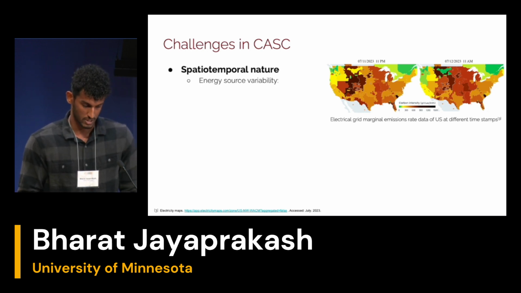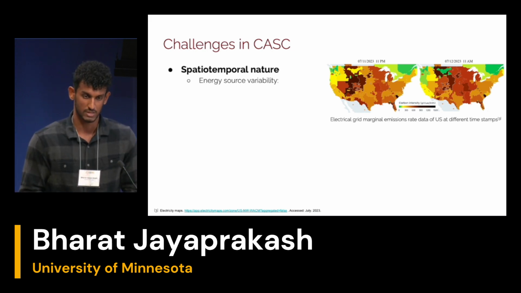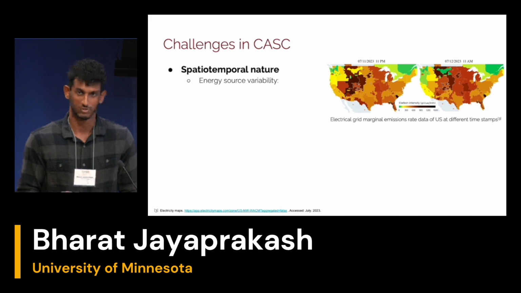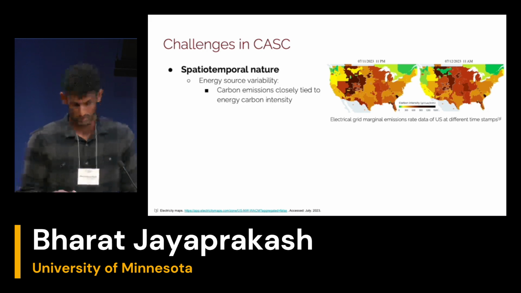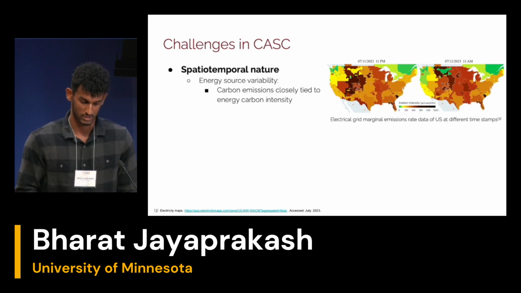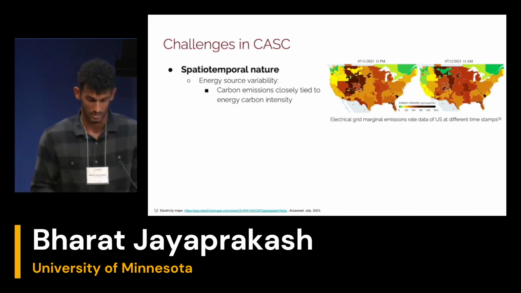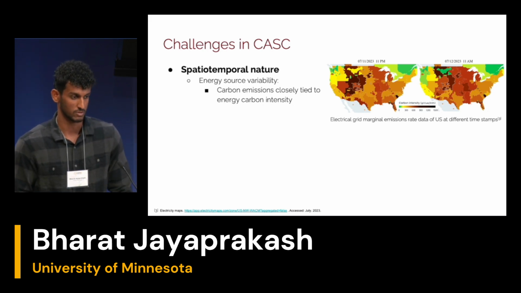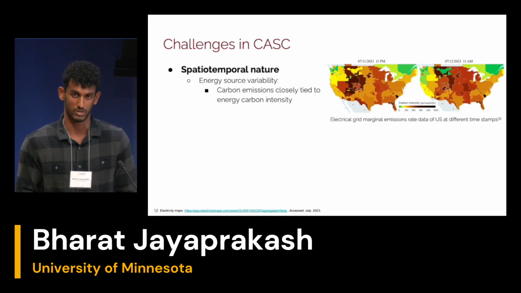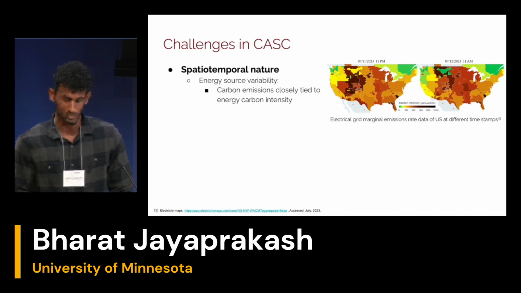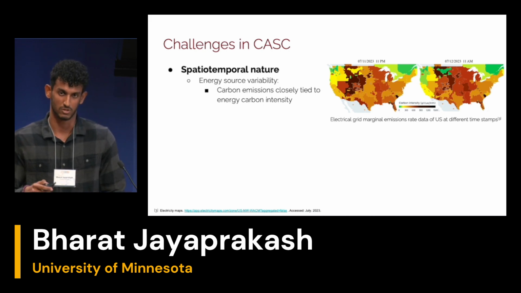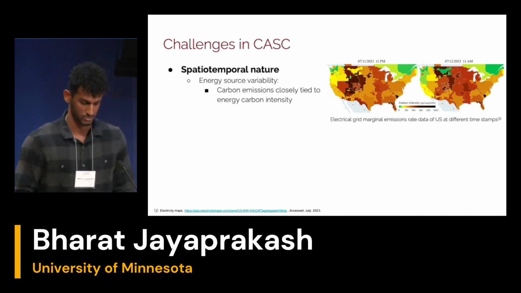But how does it make it challenging? To understand this, let's consider the energy generation process of power systems or power grids, because that is one of the most common connects between industries, or between pretty much any industry that uses electricity. So first there's the energy source variability, which says that carbon emissions are closely tied to energy carbon intensity. And energy carbon intensity is basically just the amount of carbon dioxide released per unit energy produced, and it is usually calculated in the units of grams of CO2 equivalents per kilowatt hour of energy produced.